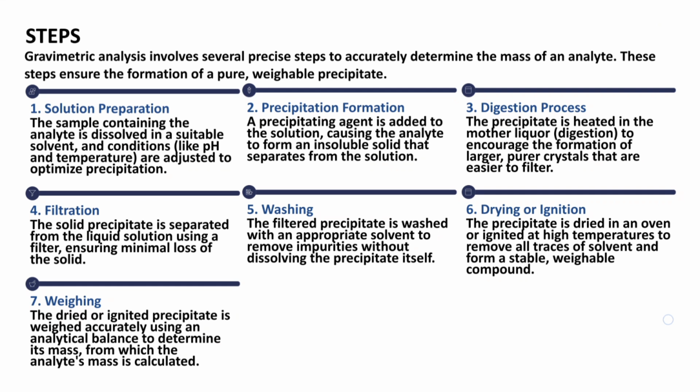The next step is filtration. The solid precipitate is separated from the liquid solution using a filter, ensuring minimal loss of the solid. Next, washing. Here the filtered precipitate is washed with an appropriate solvent to remove the impurities without dissolving the precipitate itself. So the choosing of the appropriate solvent is done carefully. Next, drying or ignition. Here the precipitate is dried in an oven or ignited at high temperature to remove all traces of solvent and form a stable weighable compound.